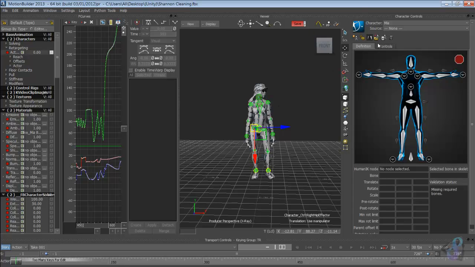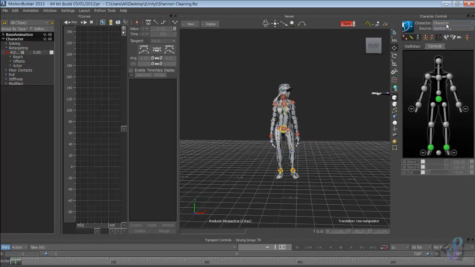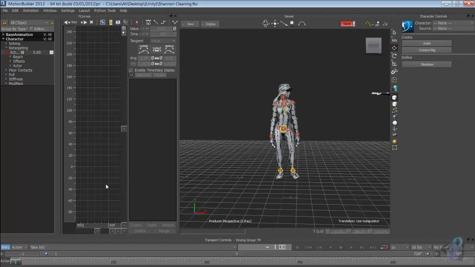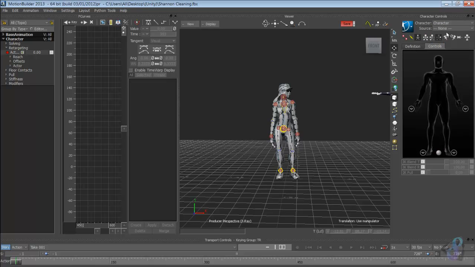Or, if you think you lost any animations, you can go into none. Sorry, character and into none. Now she should be in. What's the problem? Anyway, I can easily now put her in T-pose because I have the control rig.